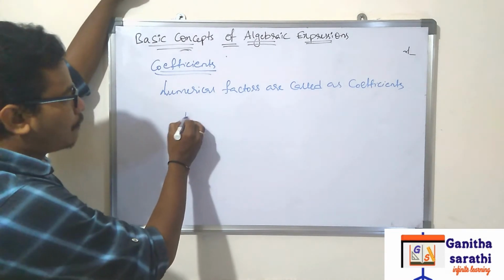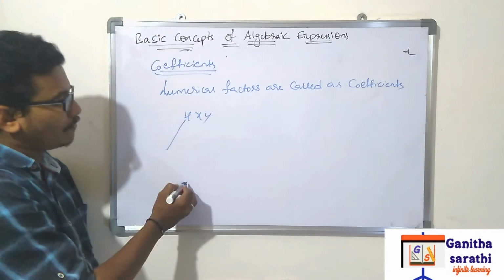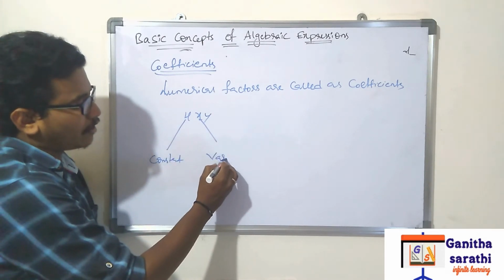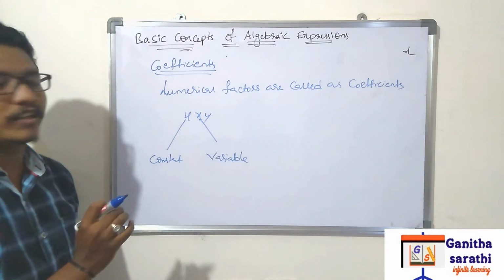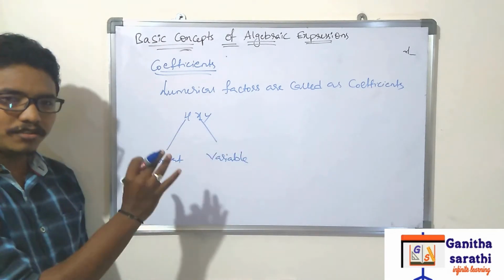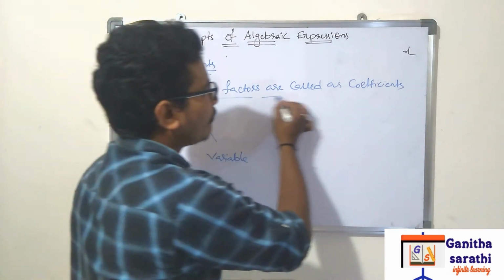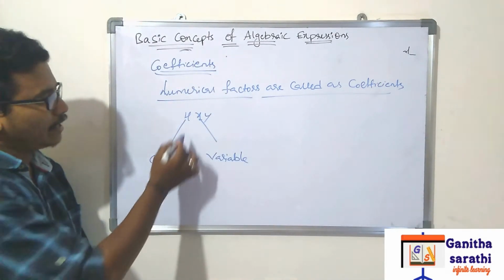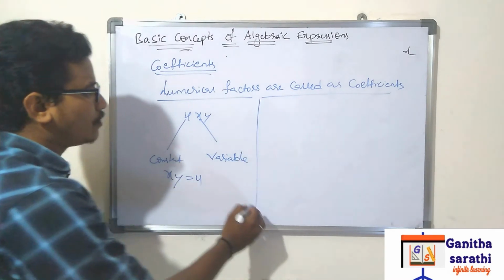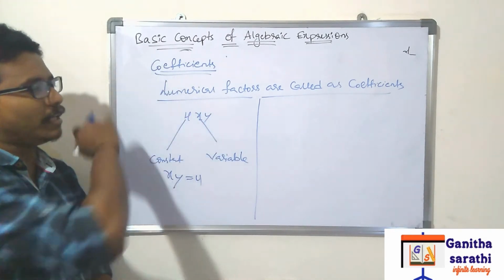First of all, 4xy is there. This is the numerical factor and this is the variable, right? This is the constant term and this is the variable. So what is meant by coefficients? Coefficients means a number, a constant, which is multiplied to the variable. So that's why numerical factors are called coefficients. Here, what is the coefficient of xy? 4.